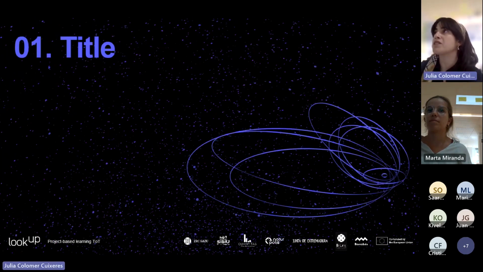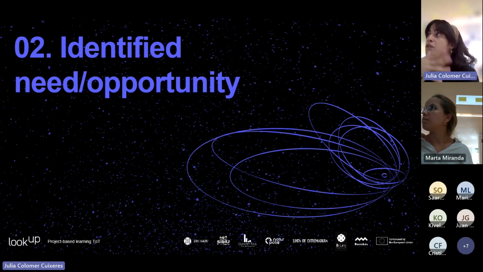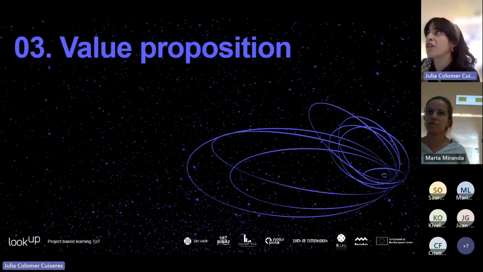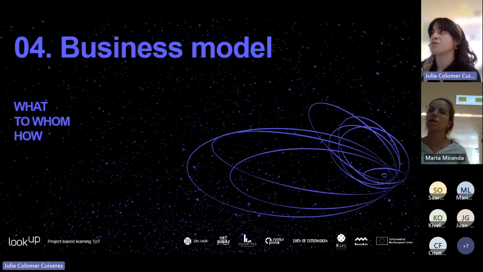Then we have the title of your business model, laundry, as Marta said. Identify the need and opportunity. This is something that you will have done in the Canva, so everything is from the Canva. Here we have put this template open because you can be as creative and innovative as you want. Feel free to add the information how you want. Then the value proposition, which is information that you can also gather from the Canva. Same here, flexible and open, whatever you consider, because it's your business model.